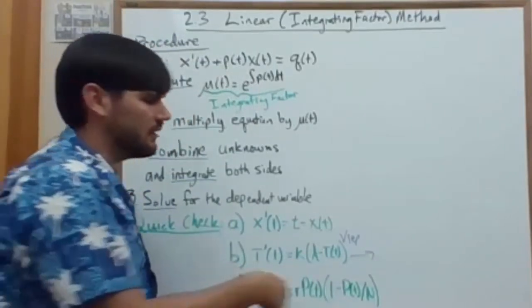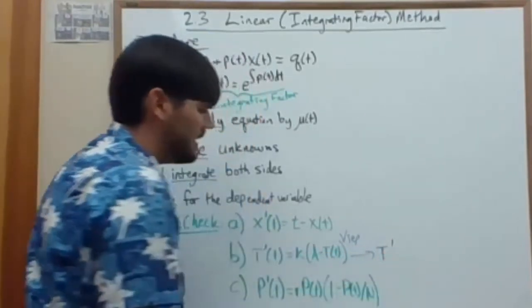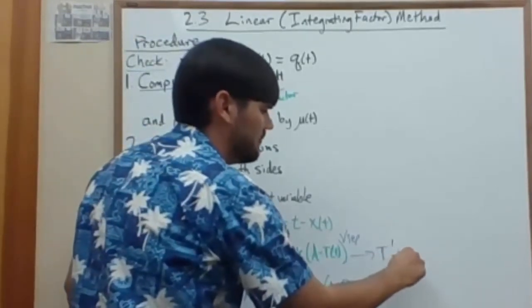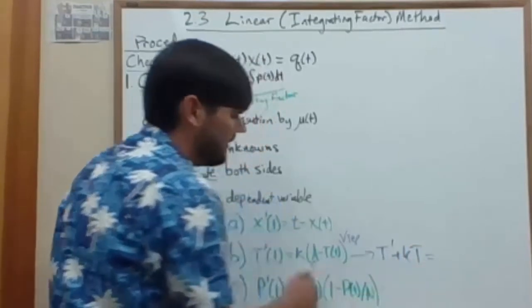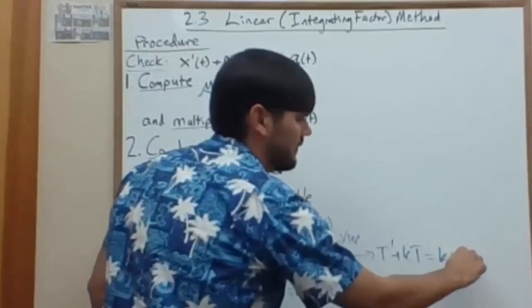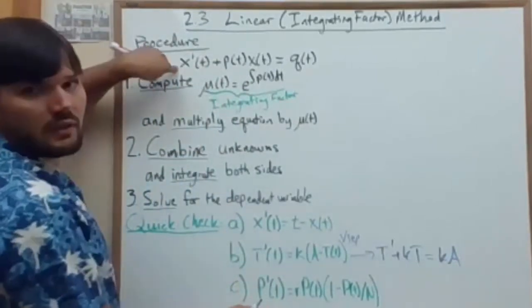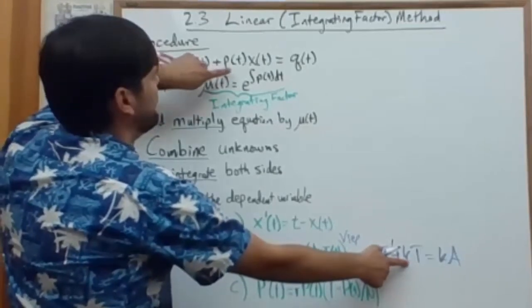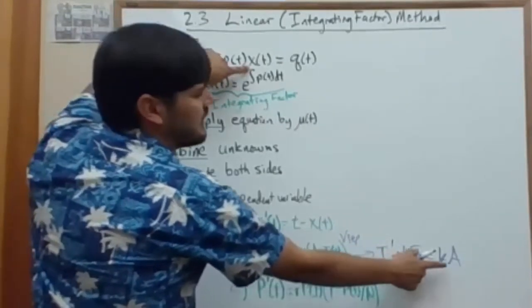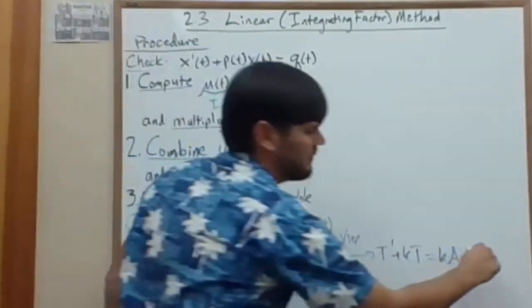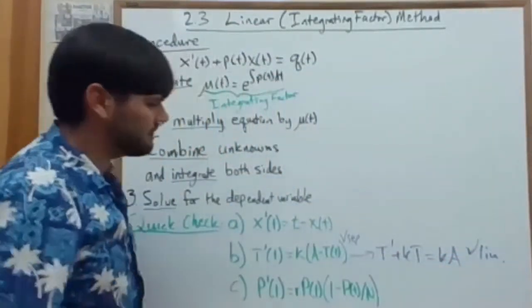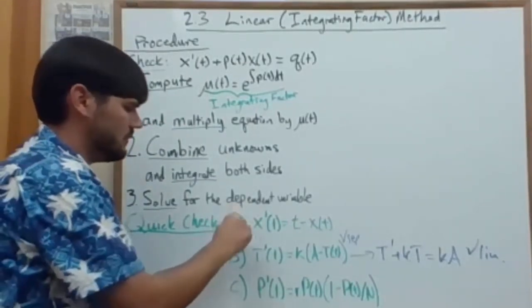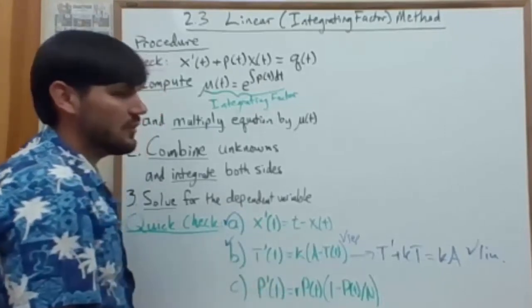Let's see if we can write it in that form. T prime, we have a minus kt, so we add to the other side, plus kt, and then a ka, and we checked. We have the form required. This t prime represents x prime. We have a k for the p of t, a t for the x, and a ka for the q. Yes. That is linear. Okay, so the first two are linear. Let's try the third one.